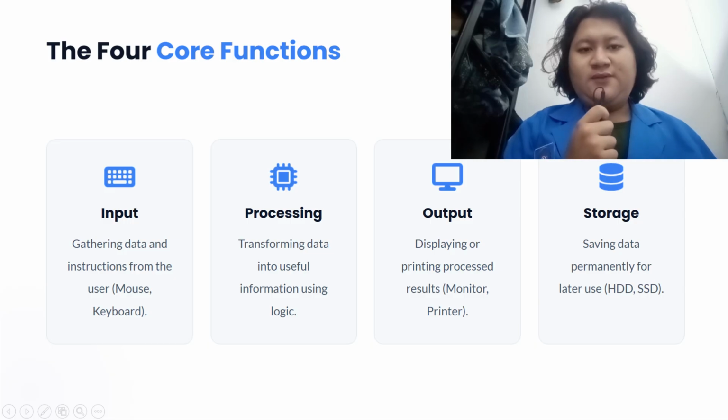A computer has four main functions: input, processing, output, and storage. Input means the computer receives data and instructions from the user, for example, through a mouse or keyboard. Processing means the computer changes the data into useful information using logic. Output means the computer displays or prints the results, for example, through a monitor or printer. Storage means the computer saves data permanently, so we can use it later, such as in an SSD or HDD.